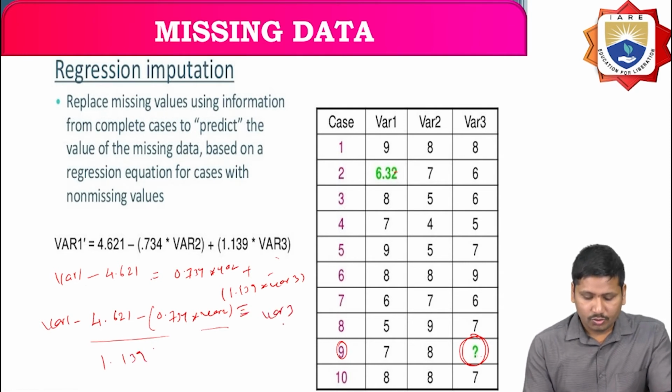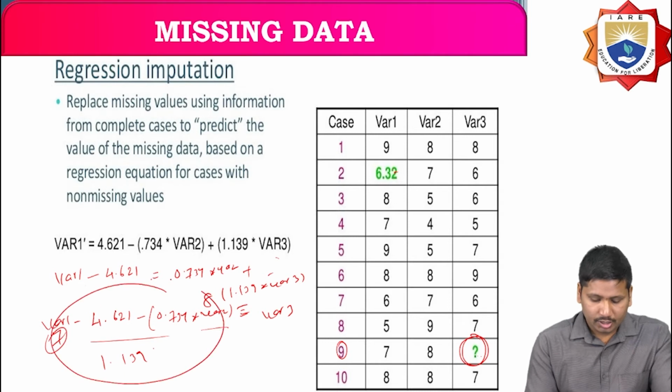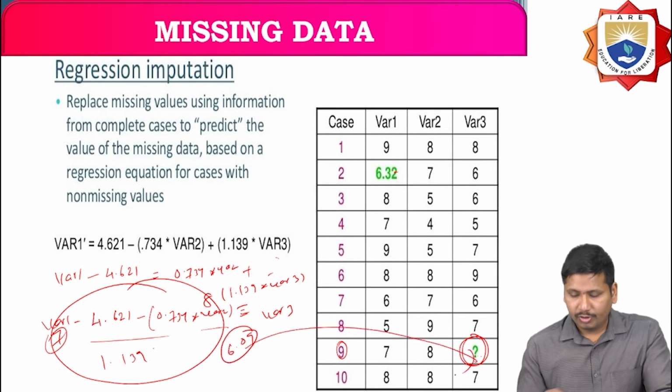So variable 3 is equal to, so variable 1. What is the variable 1? 7, how to fill it. And variable 2 is 8. So calculate this equation for variable 3. So what will happen? I'm getting some values like 6.09. So that value is going to be filled here.